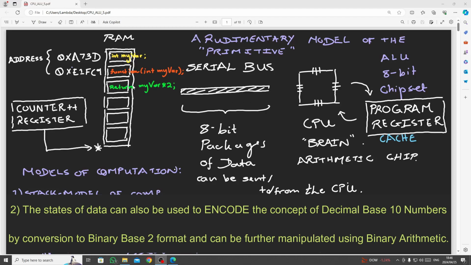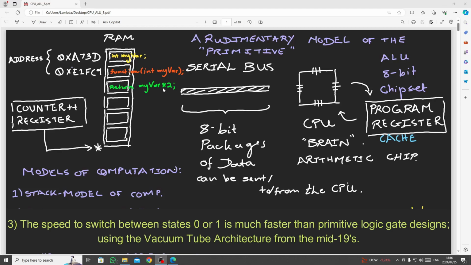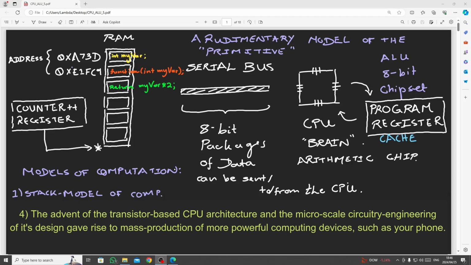2. The states of data can also be used to encode the concept of decimal base 10 numbers by conversion to binary base 2 number format and can be further manipulated using binary arithmetic. In particular, we are interested in how to encode integers, signed integers and fractions. 3. The speed to switch between states 0 or 1 is much faster than primitive logic gate designs using the vacuum tube architecture from the mid-1900s. 4. The advent of the transistor-based CPU architecture and the microscale circuitry engineering of its design gave rise to mass production of more powerful computing devices, such as your phone.